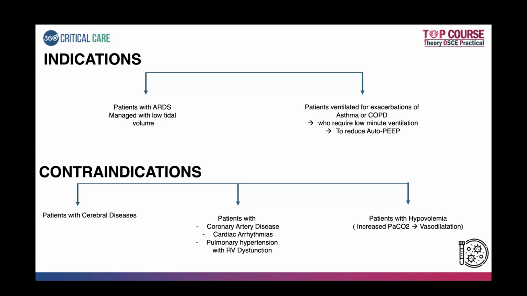And in patients with pre-existing coronary artery disease, heart failure with reduced ejection fraction, or the presence of cardiac arrhythmias, or patients with pulmonary hypertension with evident RV dysfunction, it's very much preferable to avoid hypercapnia, because that itself can further worsen the underlying cardiac status.